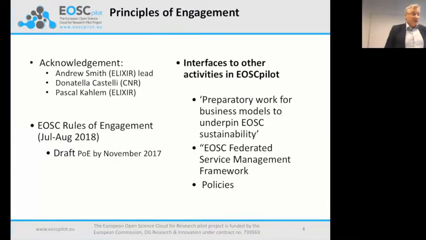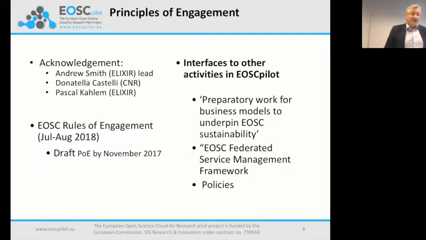A few people have contributed specifically to this slide and the work, and there are more people behind it, of course. We expect there will be an EOSC rules of engagement deliverable, and that is not due until July, August 2018. We will have a draft now in November this year. So this is really work in progress, and we are very keen on getting some input, which is also why we present this here today.